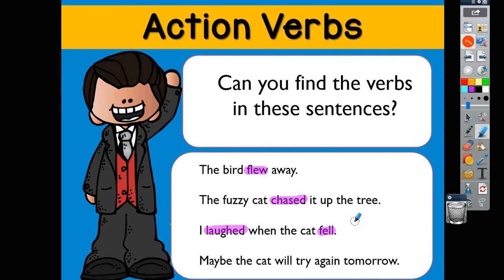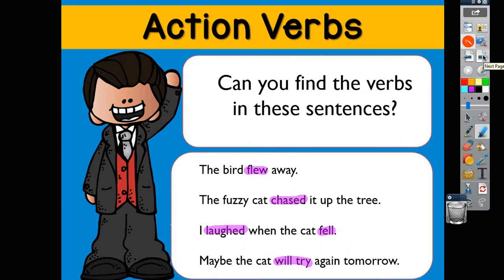What about that last one? Maybe the cat will try again tomorrow. Yeah, and this one, it's actually will try. Remember we talked about how if it's in the future, you have to put will with it. So yeah, maybe the cat will try. It hasn't done it yet, so it's the future. But yeah, good job on finding these verbs.